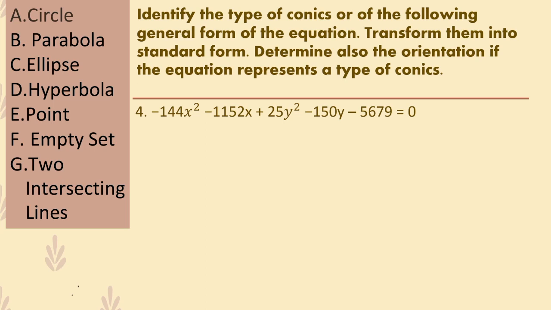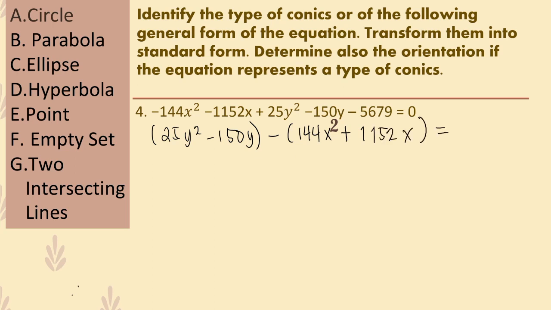For number 4, negative 144x squared minus 1,152x plus 25y squared minus 150y minus 5,679 is equal to 0. So, una, group natin yung x and y's. So, 25y squared minus 150y minus 144x plus 1,152x is equal to, lipat sa kabila, 5,679.